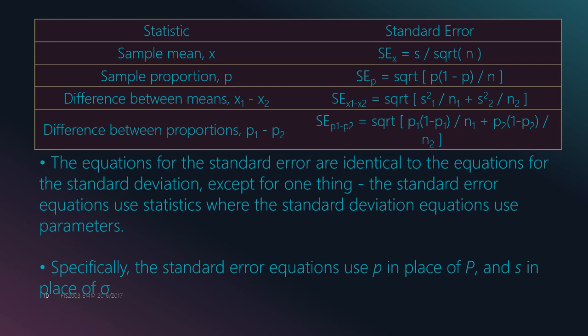The equations for the standard error are identical to the equations for the standard deviation, except for one thing. Standard error equations use statistics, where the standard deviation equations use parameters. Specifically, the standard error equations use p in place of capital P and s in place of sigma.